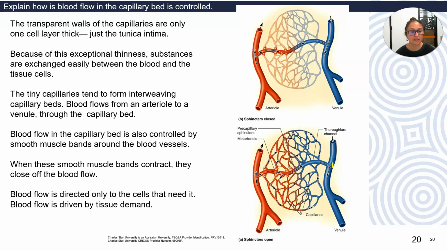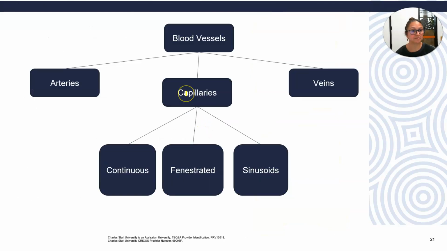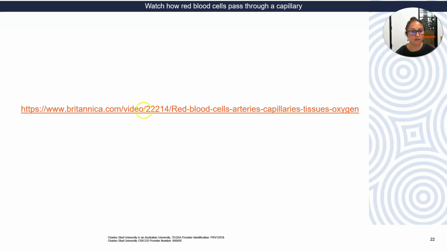Okay? So remember again, blood flow is governed by tissue demand. If the cells that live here aren't doing a lot of activity, they don't need any blood. They don't demand the blood. If cells here are undergoing lots of activity, then blood will be delivered to them. Okay, so what we're going to do now is look at the three different kinds of capillaries. But before that, let's look at how red blood cells go through the capillary.